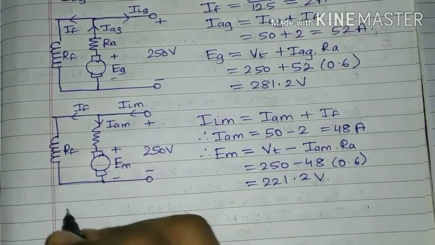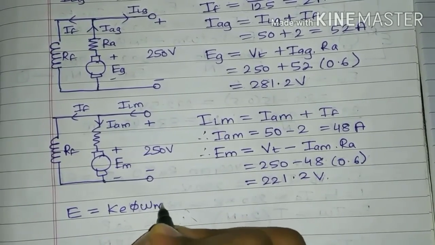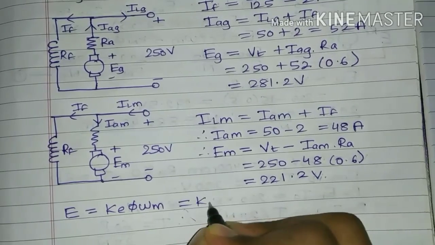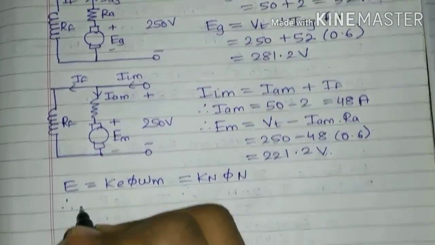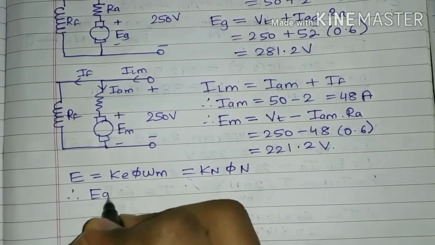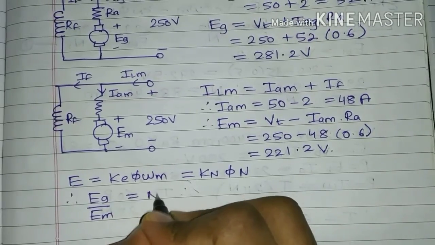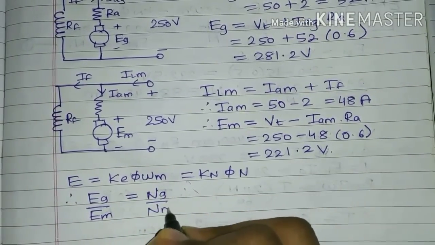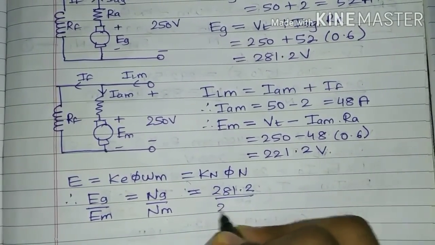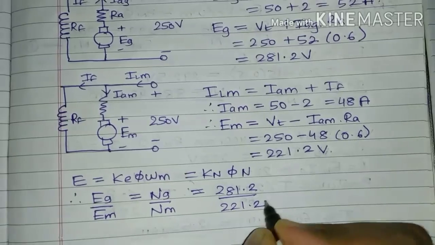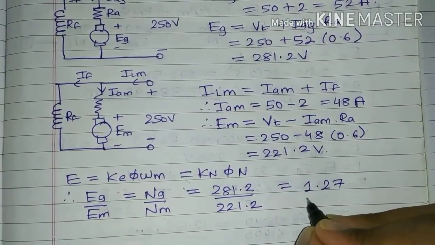So again we know that the back EMF is directly proportional to the flux and the speed. Hence E is equal to K into phi into omega m, which is Kn into phi into n, where n is the speed in RPM. Therefore, Eg upon Em is equal to Ng upon Nm, where Ng and Nm are the speed of generator and motor respectively, which is equal to 281.2 divided by 221.2 volts, which is equal to 1.27.